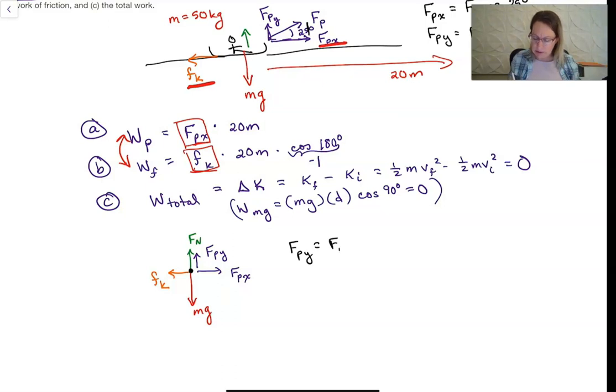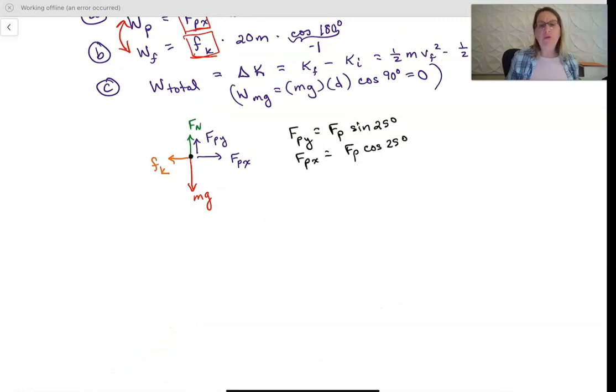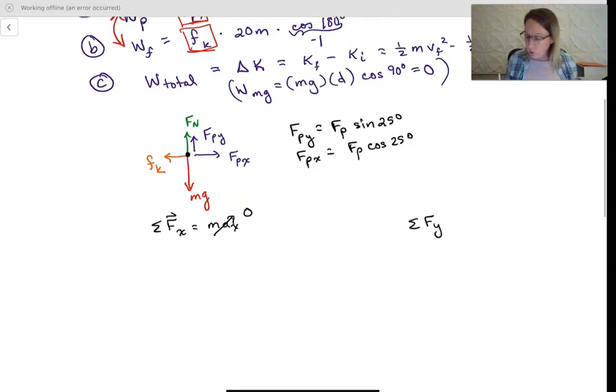Just rewriting these: force pull y is force pull times sine of 25 degrees, and force pull x is equal to Fp cosine of 25 degrees. Okay, so we'll just start down here, and we know we're looking for the forces so we can find the work. To do this, I need the sum of the forces in the x direction equals mass times acceleration in the x direction, but because I have a constant velocity, acceleration is 0. Similarly, the sum of the forces in the y direction equals mass times acceleration in the y direction. That's also 0, so I'm just going to write down my equations.